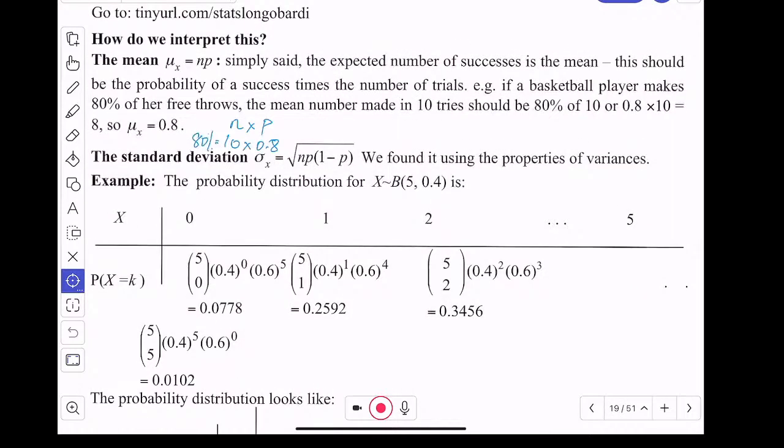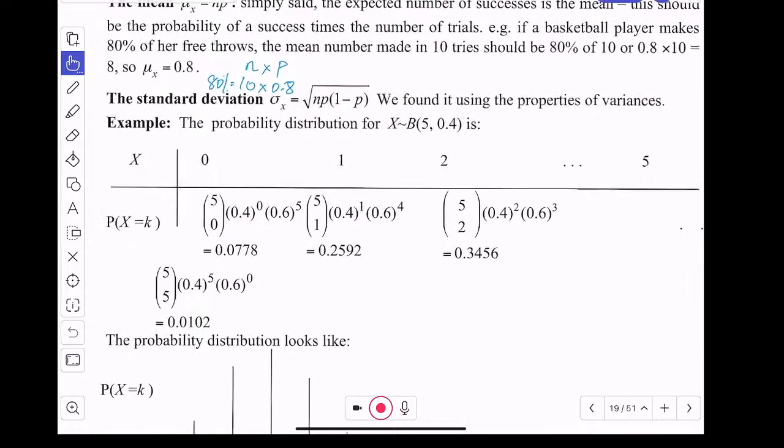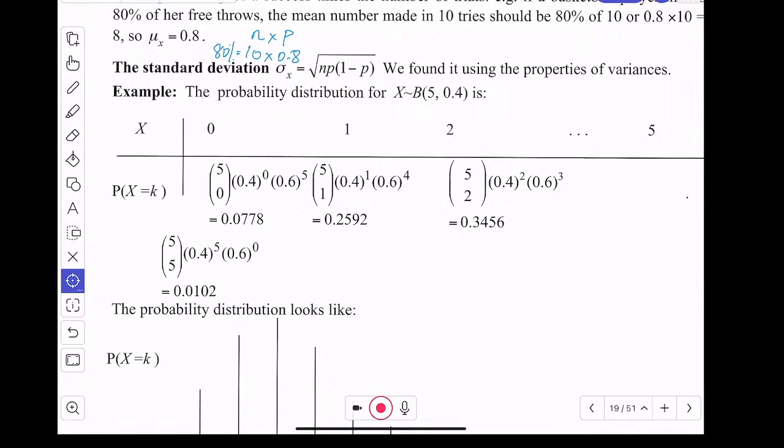So what does this look like? Let's say we have a binomially distributed variable with an n of 5 and a p of 0.4. I could find the whole probability distribution. I could use Excel to get it all filled in here.